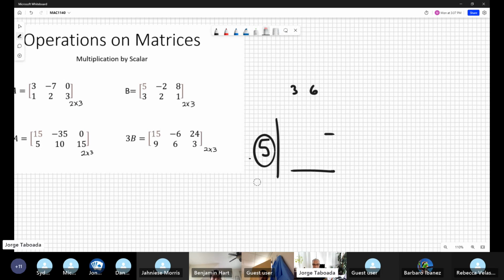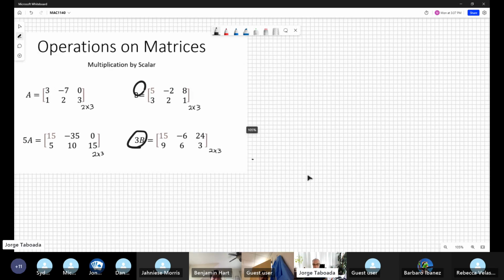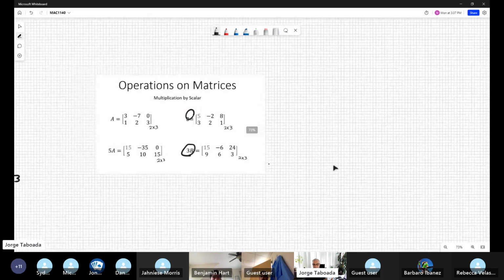Okay, so the matrix is multiplied by a scalar, super easy. Likewise, you have B multiplied by 3: 3 times 5 is 15, 3 times negative 2 is negative 6, 3 times 8 is 24, 3 times 3 is 9, 3 times 2 is 6, and 3 times 1 is 3. This is 3B. Okay, super easy. Now.